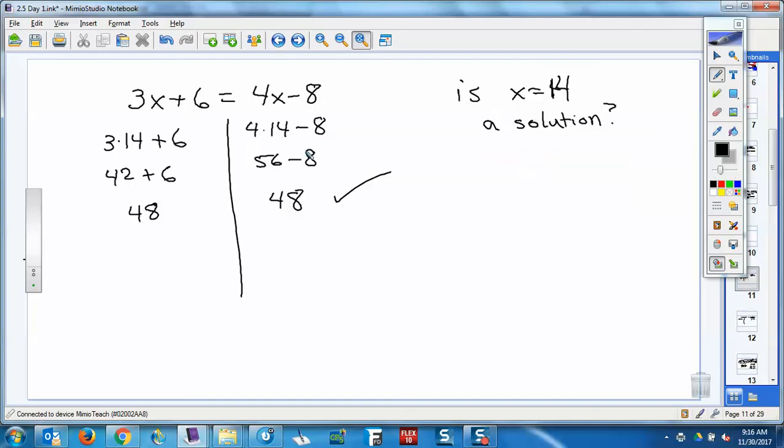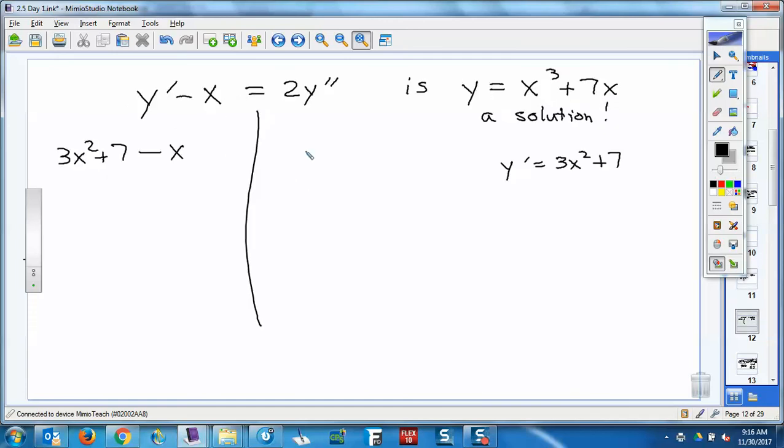Just like over here, what did I put in for the 6? Nothing. I just brought down the 6. I only plugged in for the x, and everything else I just brought down. So I'm plugging in for the y prime. The x I just bring down. On this side, I have a 2, and then what am I going to put for y double prime? Y double prime is 6x.